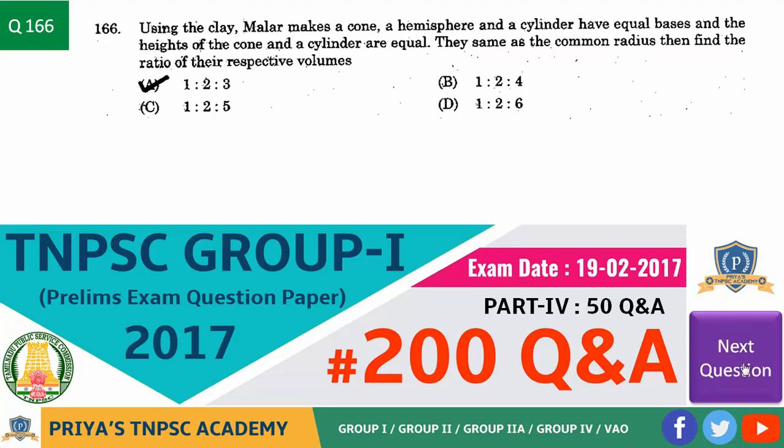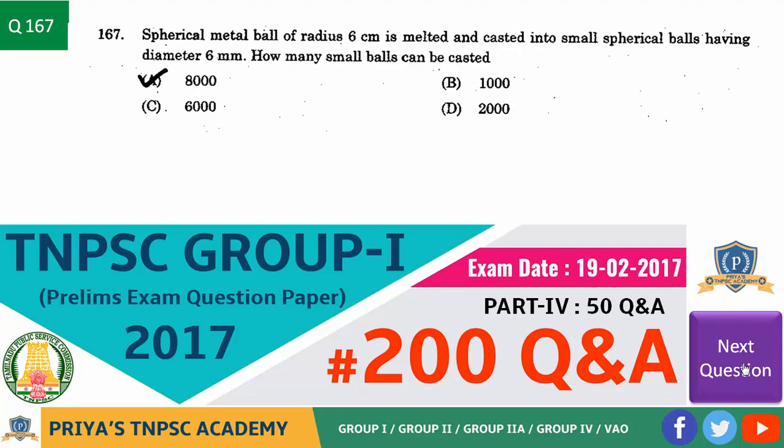Next question. Using the clay, Muller makes a cone, a hemisphere and a cylinder having equal bases, and the heights of the cone and the cylinder are equal. They share the same height as the common radius. Then find the ratio of their respective volumes. Answer is option A, 1:2:3.